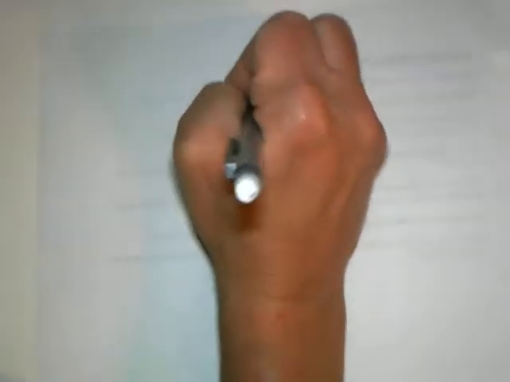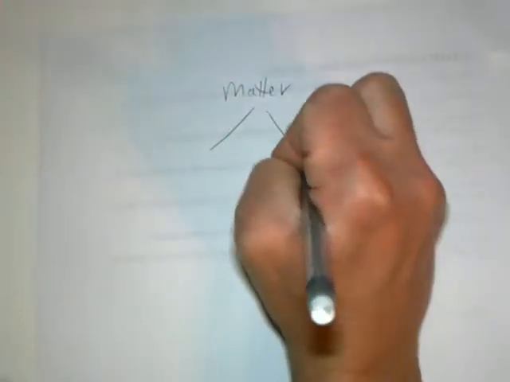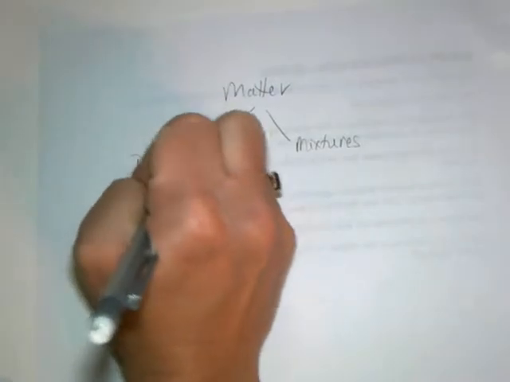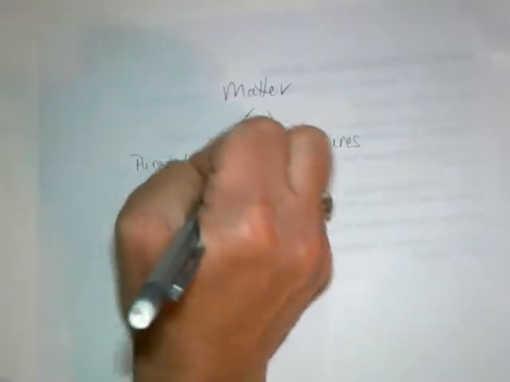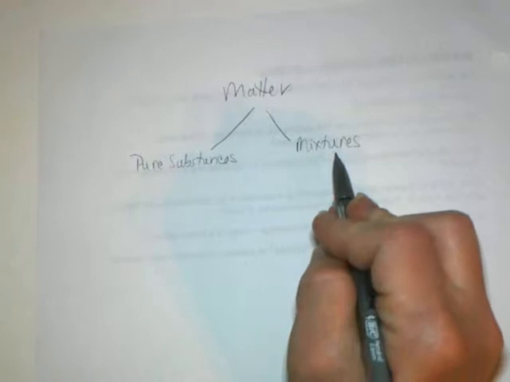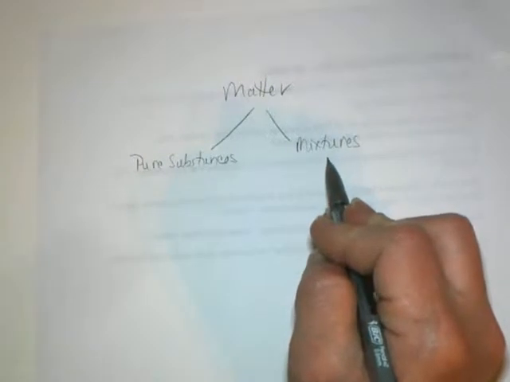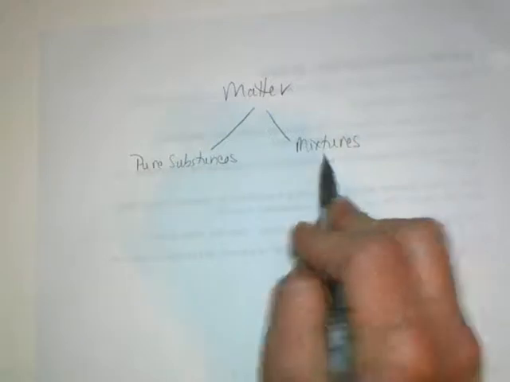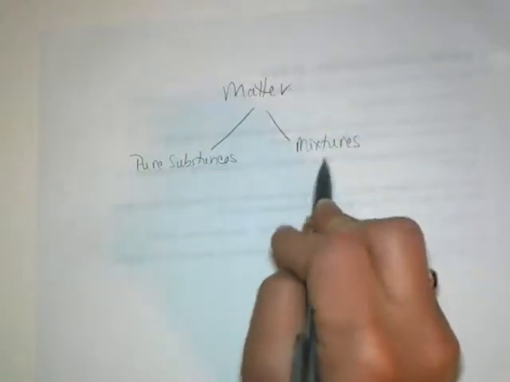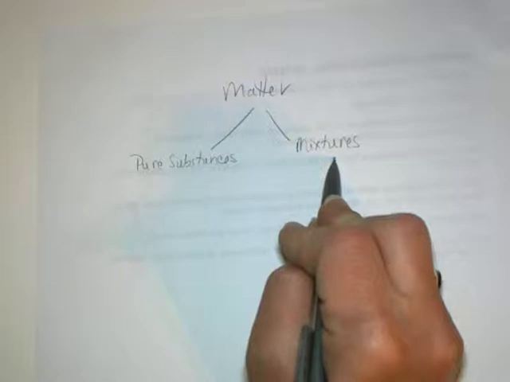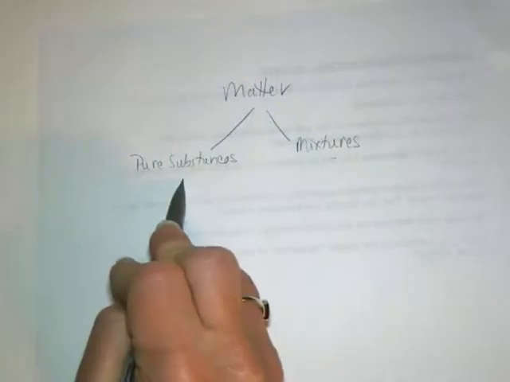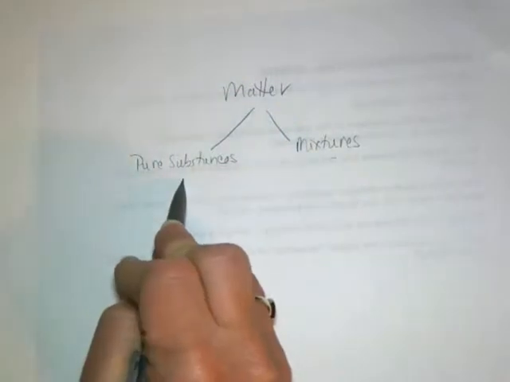Matter, anything that has mass and takes up space, can be most simply classified as mixtures or pure substances. What is the difference? Mixtures are two or more samples of matter: elements and elements, element and compound, two or more compounds, elements and mixtures, two or more mixtures that can be physically separated. They can be physically separated from each other. Pure substances cannot be physically separated.